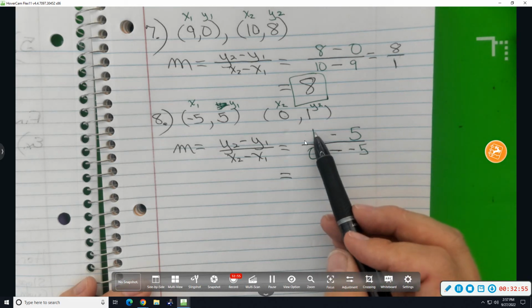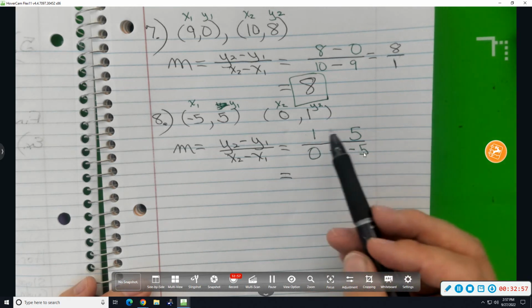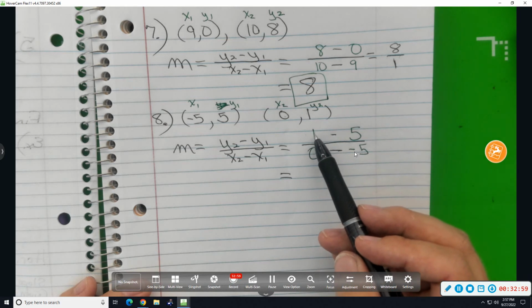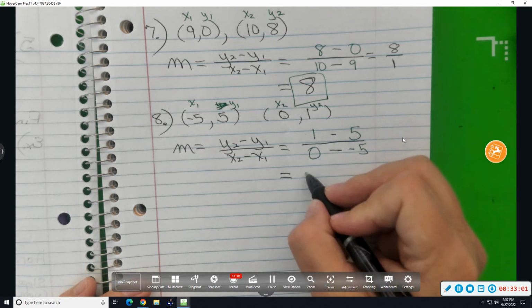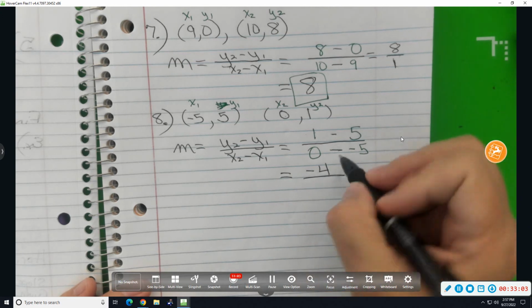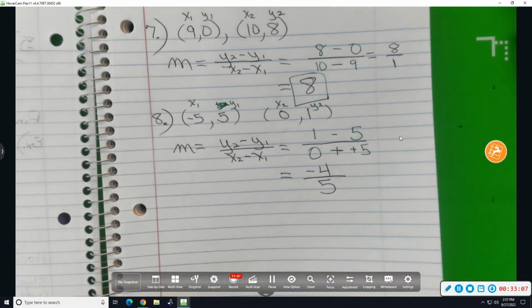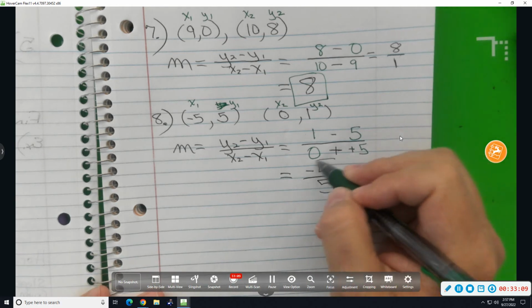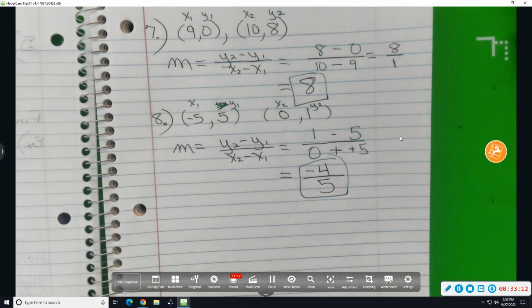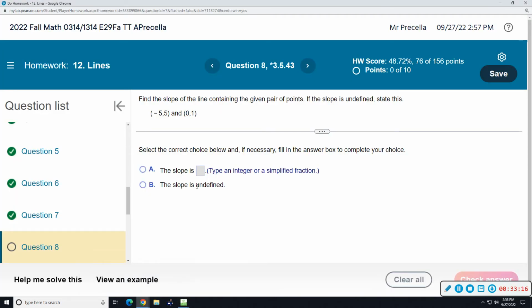Is that a green? I can't really tell that that's a green negative 5, but it is. Okay. It's negative 4 all over 5. 0 minus a negative 5 becomes a positive 5, for negative 4/5.